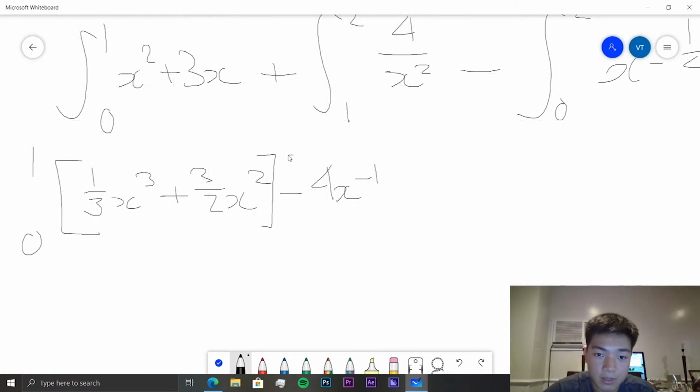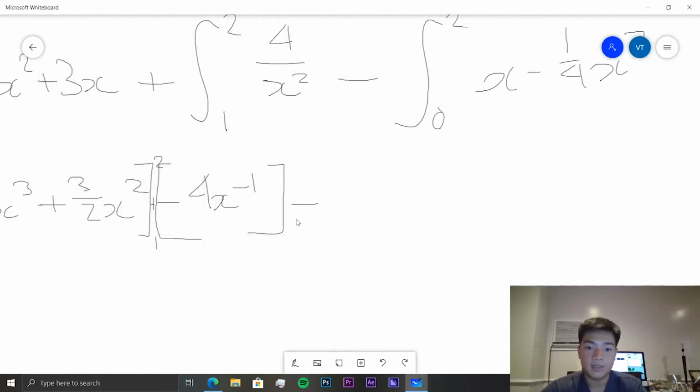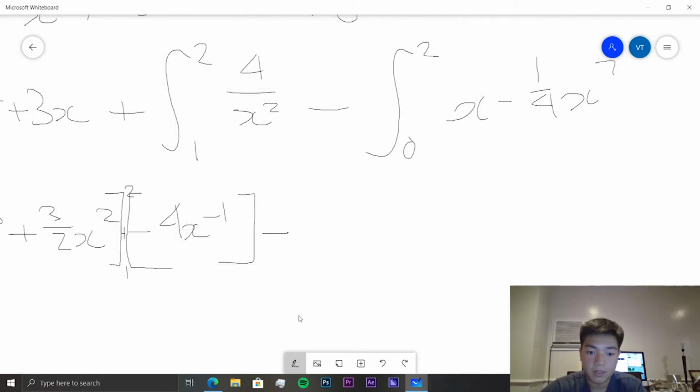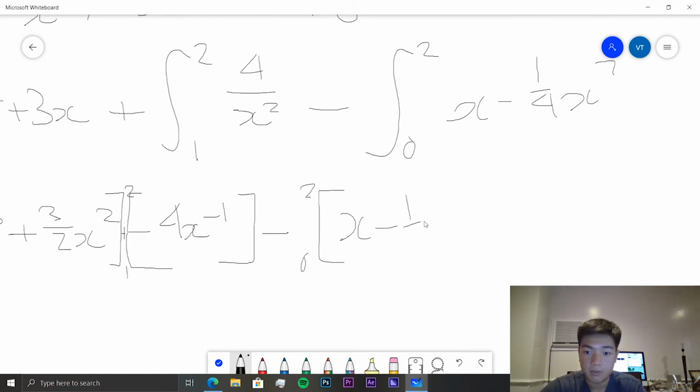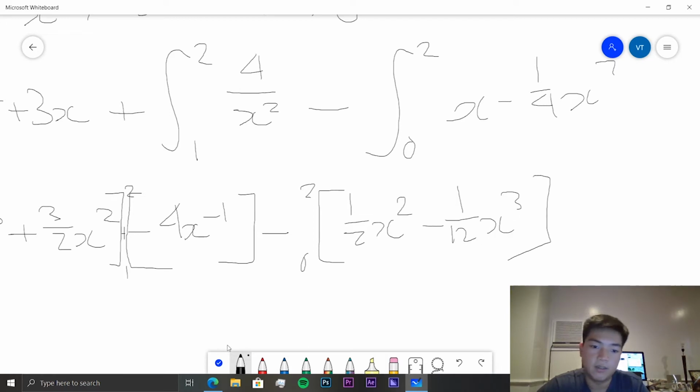Sorry, this should be separate. So this is between 1 and 2. And we also have minus the limit between 2 and 0 of x minus 1/4 x squared. Sorry, no, I mean 1/2 x squared minus 1/12 x cubed. So let's solve these.